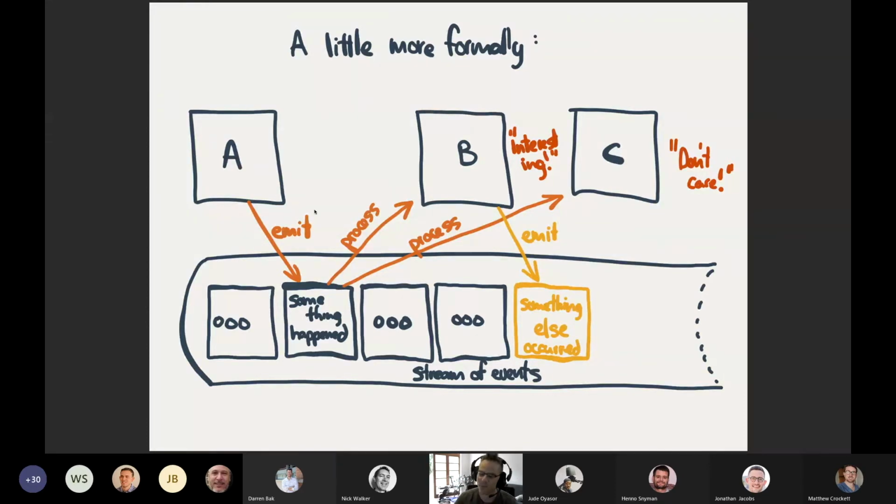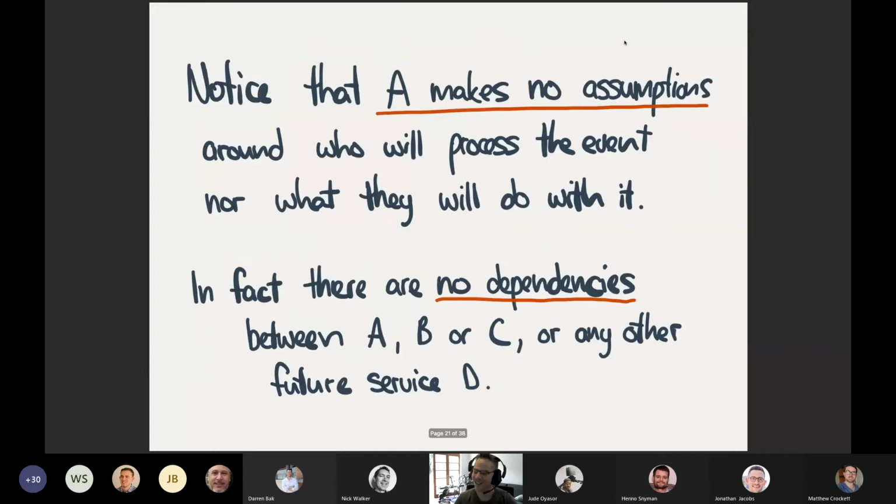So this is a very high-level stream construct, right? I think we can see that. A stream of events, and B and C process all of them. B says, oh, that's interesting. And C says, I don't care. But he still looked at it, right? He still looked at it. So I've said it a little bit more formally. It looks formal now, right?